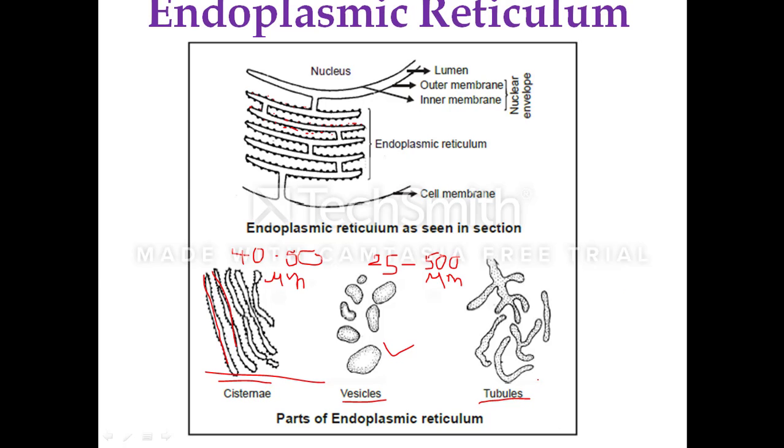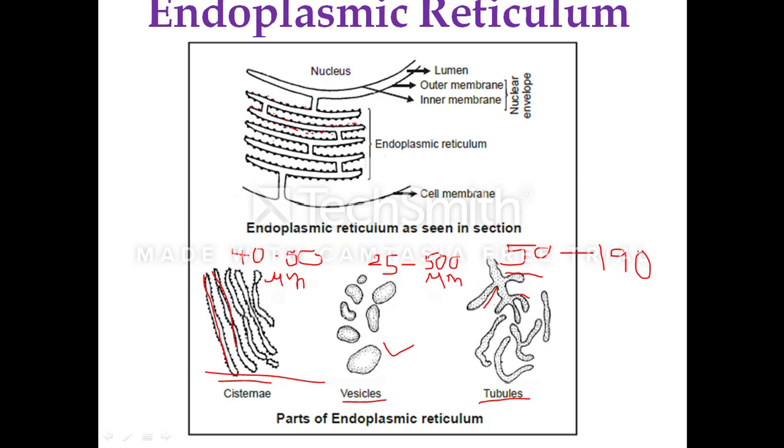Next, coming to the tubules. Tubules are branched structures forming the reticular system along with the cisternae and the vesicles. They usually have a diameter from 50 to 190 micrometer. They are highly branched and occur almost in all cells.